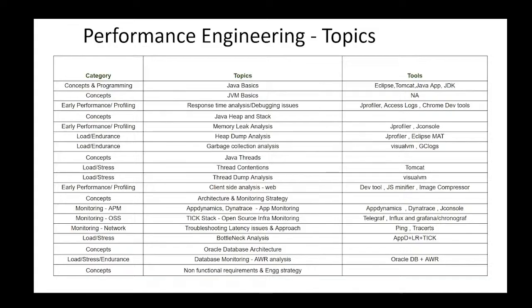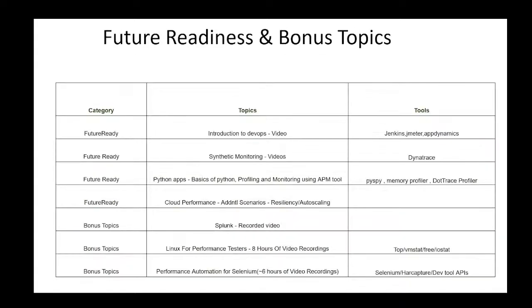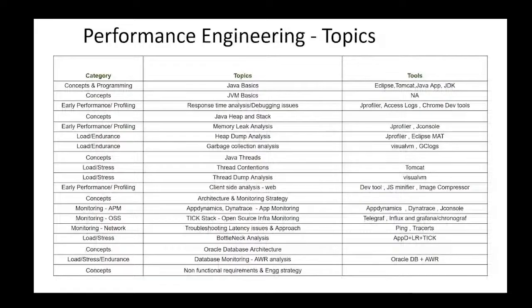is that 50% of the course content is going to be with Java. There are very common topics like AppDynamics, Dynatrace, Grafana monitoring, Oracle database, client-side profiling, engineering strategy, synthetic monitoring, and resiliency or cloud performance, all of which are generic in nature, not specific to a programming language or technology. But the other things like heap dump, thread dump, GC analysis, thread contention, and memory leak analysis are going to be part of Java.